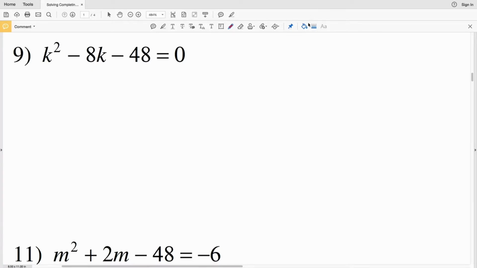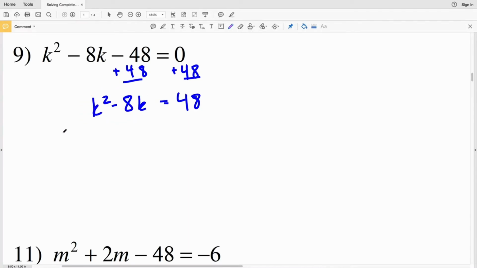We're going to start by adding the constant to both sides in order to move it to the right-hand side. So adding 48 to both sides will give us k squared minus 8k equal to a positive 48. Now what we need to do is complete this square that's on the left-hand side.